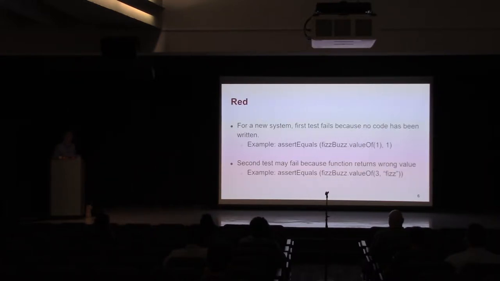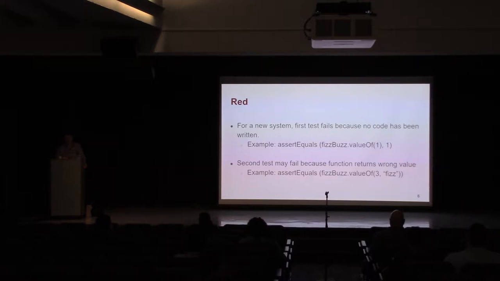So let me talk about using this. Let me talk about the red for a minute. For a new system, as we said before, the first test fails because no code has been written. So here, this could be the first test that you write. You say assert equals fizzbuzz.value of 1 equals 1. And this is JUnit syntax.